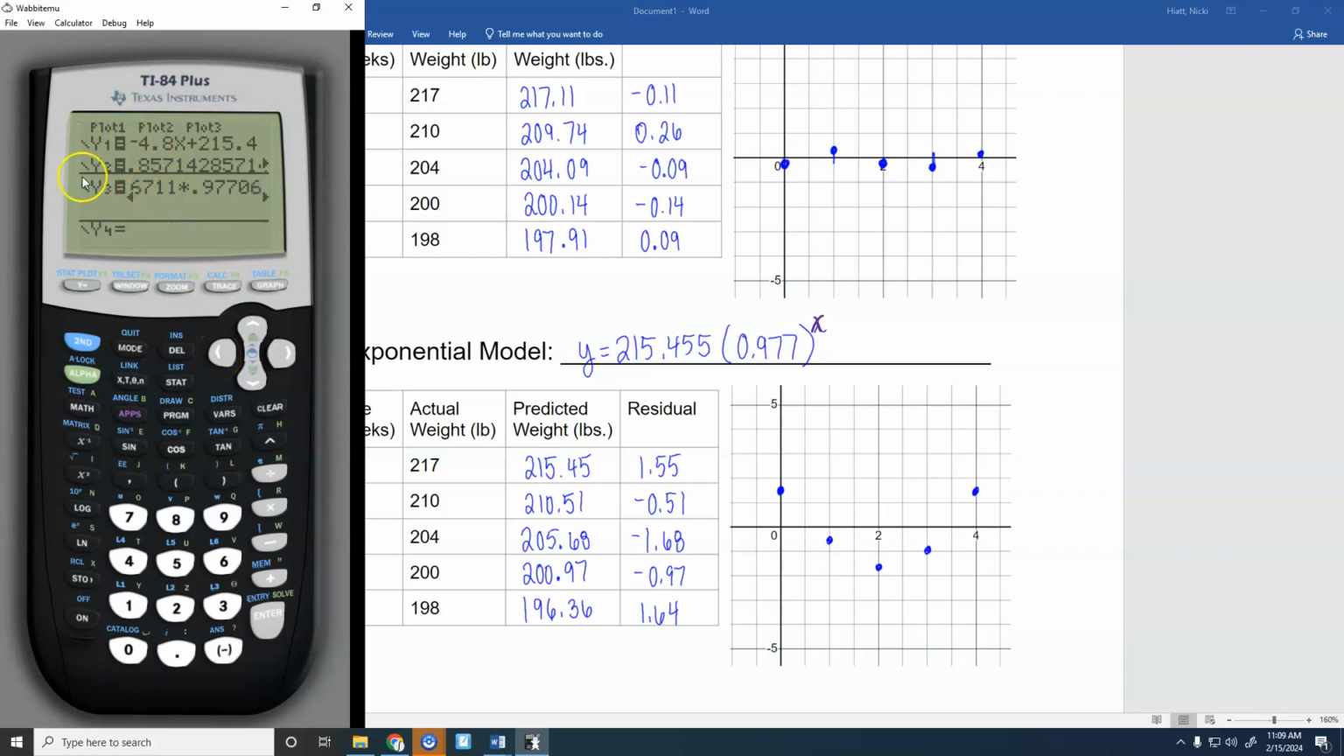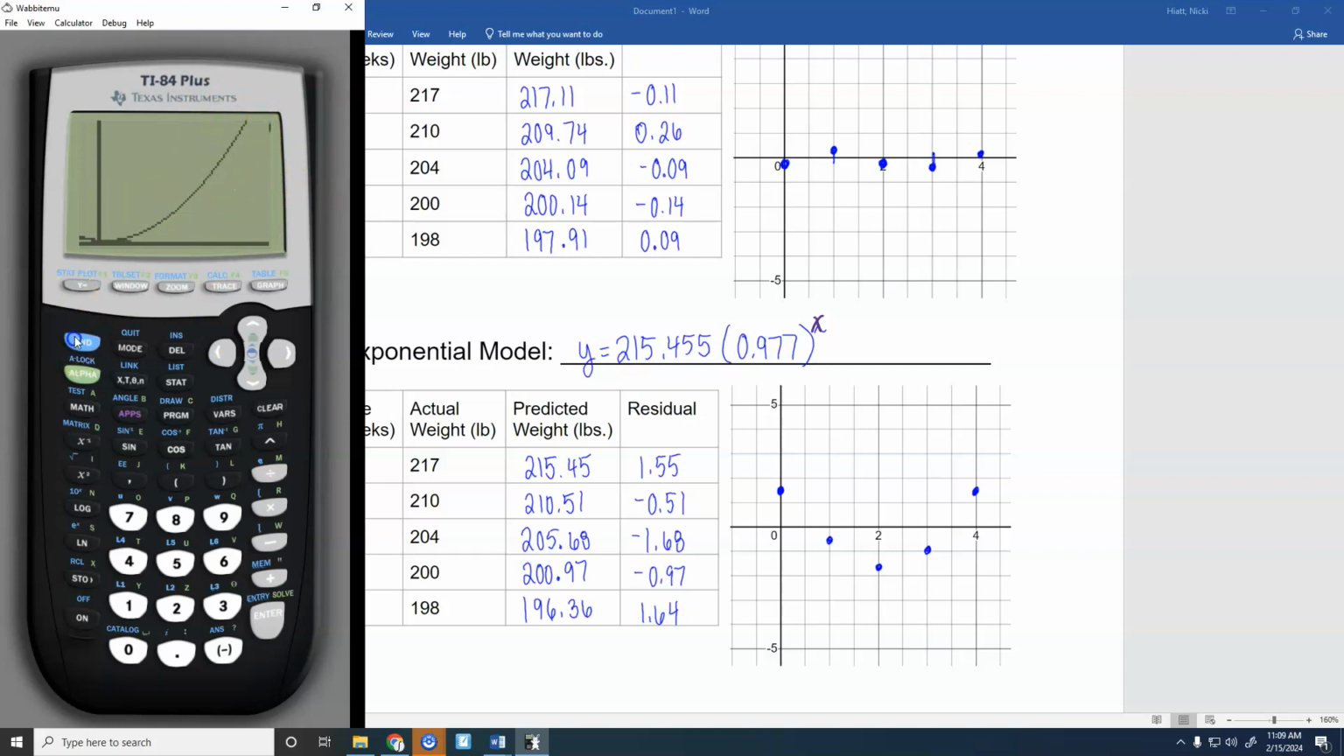I think Y1 and Y3 are going to look a lot the same. But if I hit graph, well, actually, I want to do zoom, and I'm going to do number 9 for stat, so it'll give me the points that I want to see. My stat plot's not on, so that won't work. I've got to turn my stat plot on because I'm not getting any dots here.